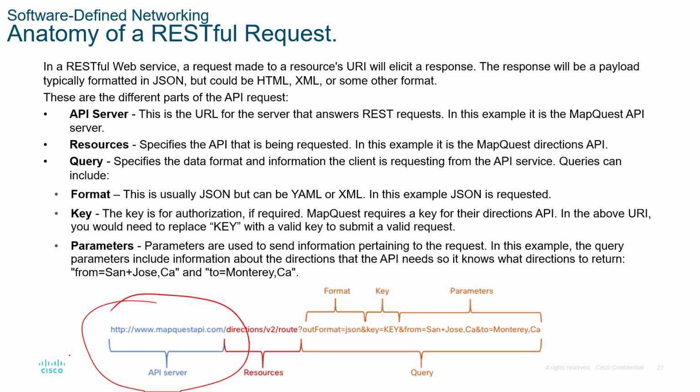Number two, it has the resource. The resource represents the data that the API interacts with. It specifies the API that is being requested. And in this example, we are requesting directions. At MapQuest, we are requesting directions. So this is the resource. Then we have the format, which is a combination.